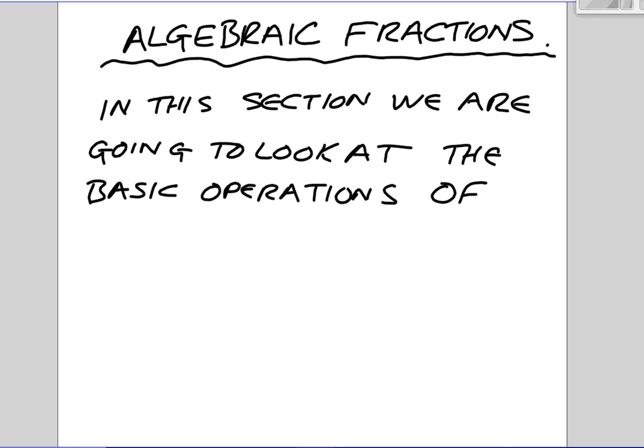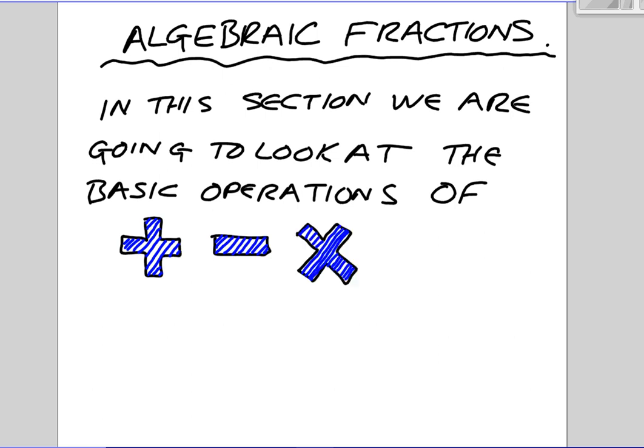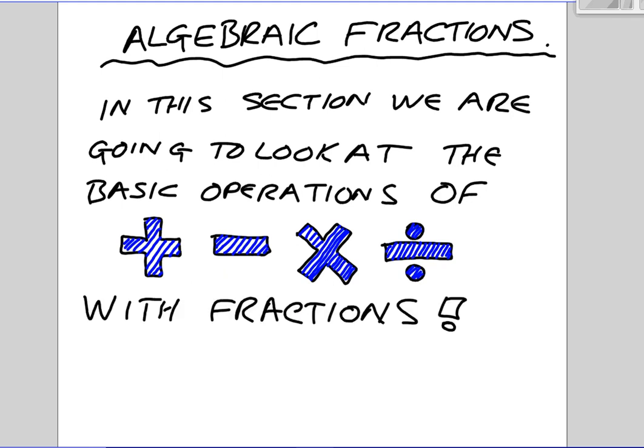So we are going to look at the basic operations of add, subtract, multiply, and divide. That's four basic operations. And like I said, we are going to be looking at these operations and interactions with fractions.